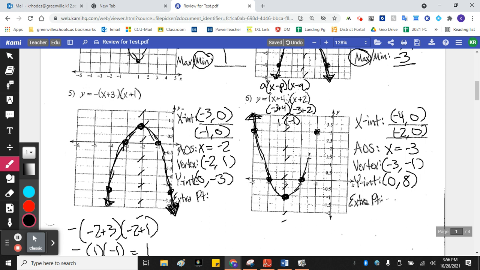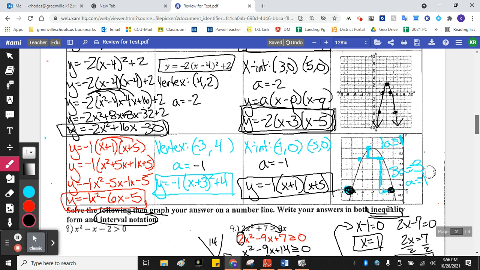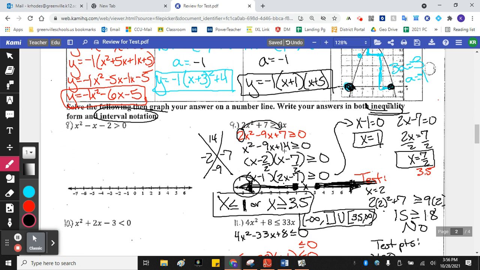When you do extra point here, just try not to use your vertex or your x-intercepts because I already labeled those. So that's graphing. We went over 7 in class together. Moving on to 8.